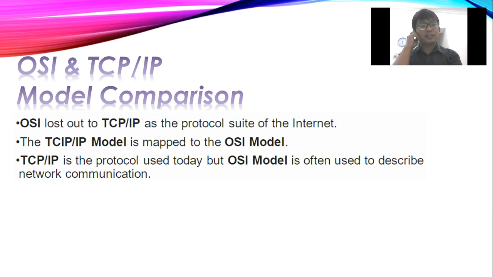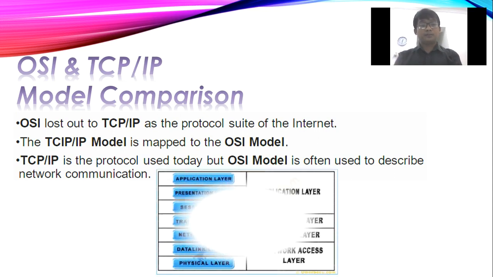So for comparison of our OSI and TCP/IP model, OSI lost out to TCP/IP as the protocol suite of the Internet. The TCP/IP model is mapped to the OSI model. TCP/IP is the protocol used today, but the OSI model is often used to describe network communication.